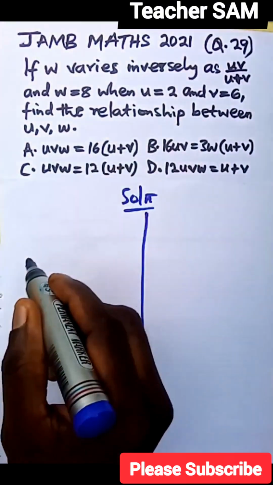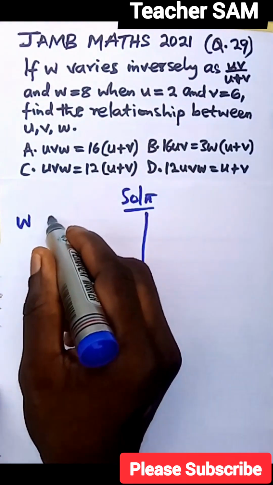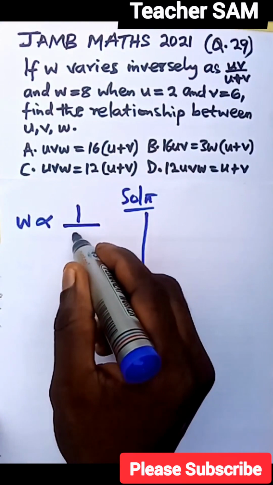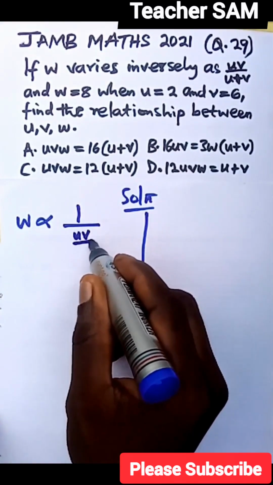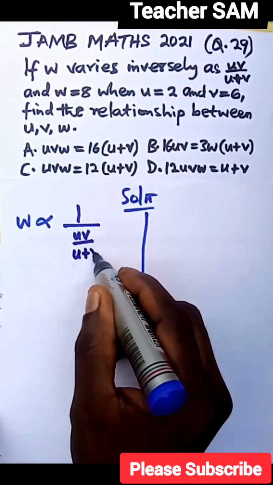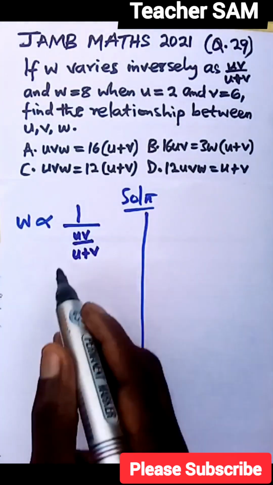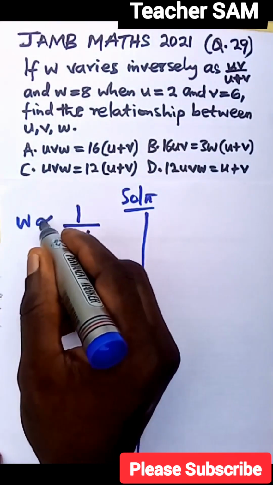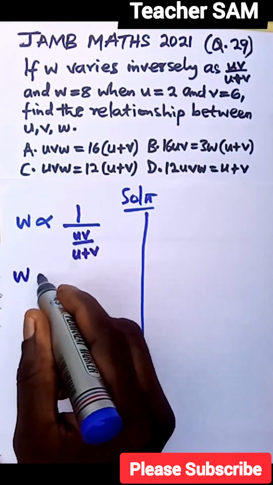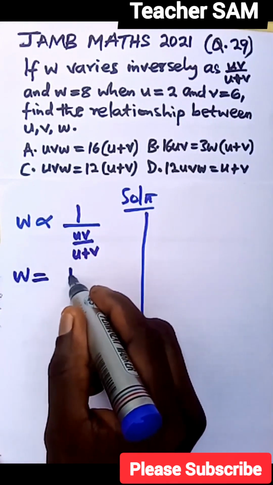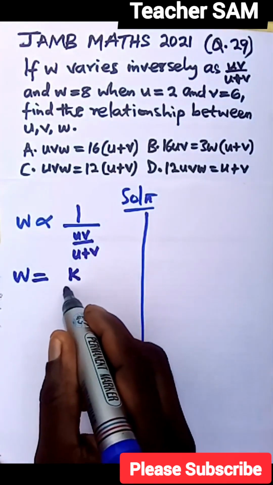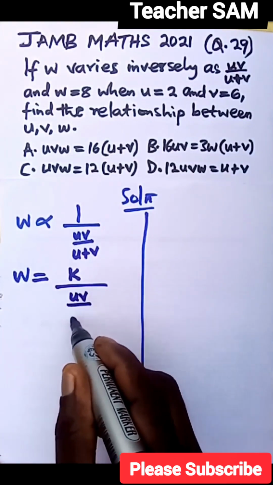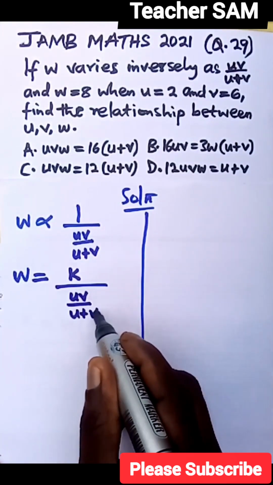Now we have that W varies inversely. Inversely is 1 over. So 1 all over UV all over U plus V. So that is what we mean by inverse. Now let's bring in a constant to replace this proportionality sign. So that will be W is equal to, let's use K as a constant, so K all over UV divided by U plus V.